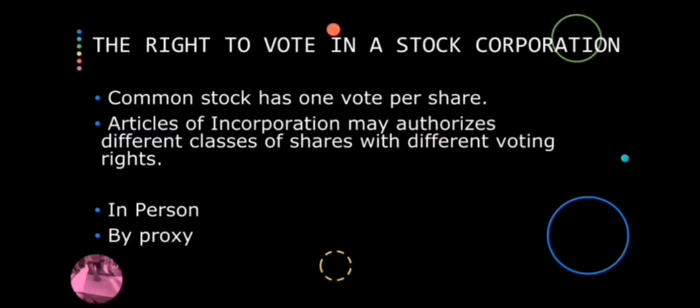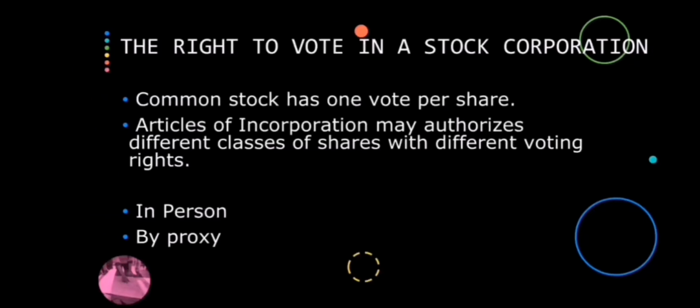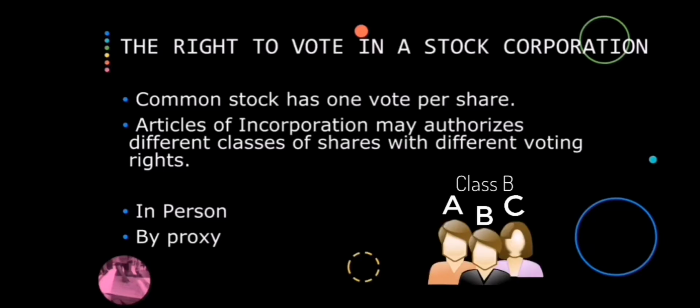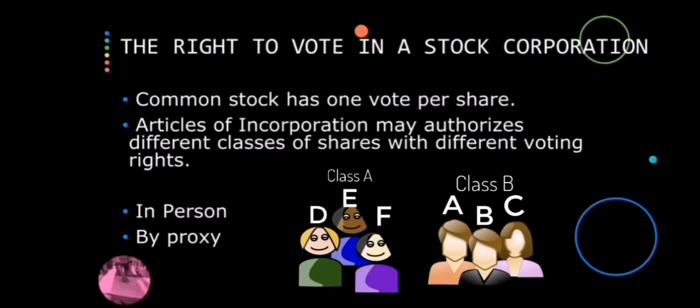So proxy acts as the representative of the stockholder, but they do not have the right to participate in the management. So for example, in the right to vote in a stock corporation, A, B, and C own Class B shares while D, E, and F own Class A shares in the Shimi Corporation.